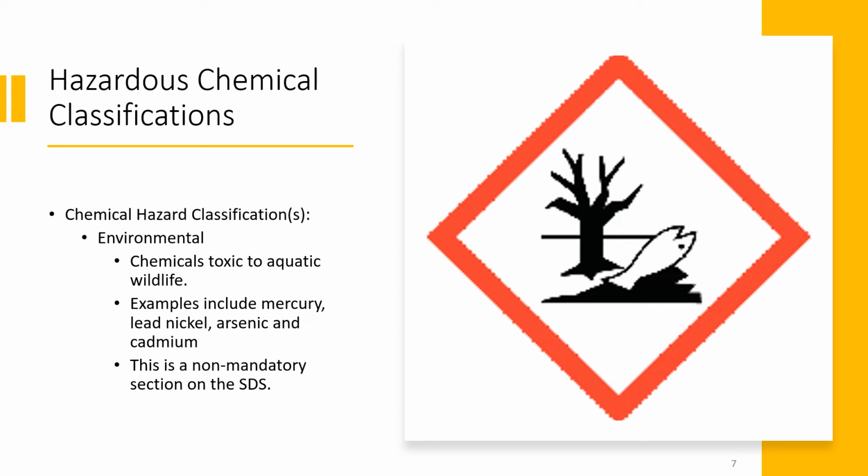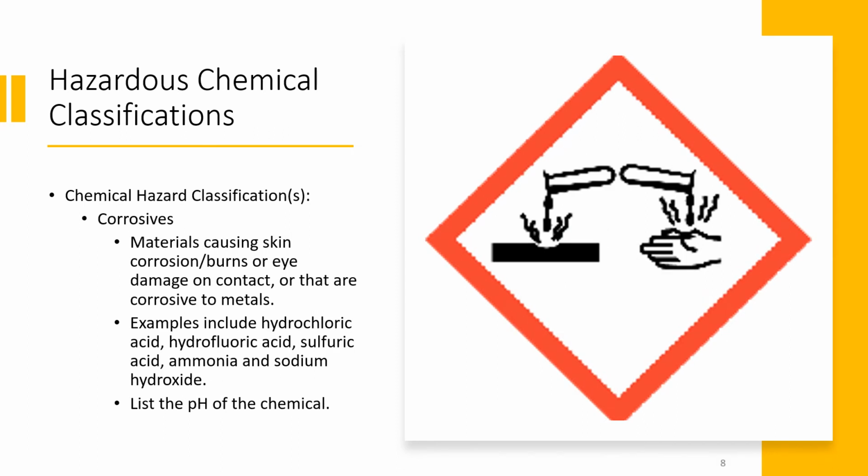Let's look at a couple of examples: mercury, nickel, lead, arsenic, cadmium. This is one of the non-mandatory sections that you find on your chemical SDS right now. This could be mandatory in the future, but as of right now, it is not considered a mandatory section on the SDS. And we'll go to the next classification, corrosives.